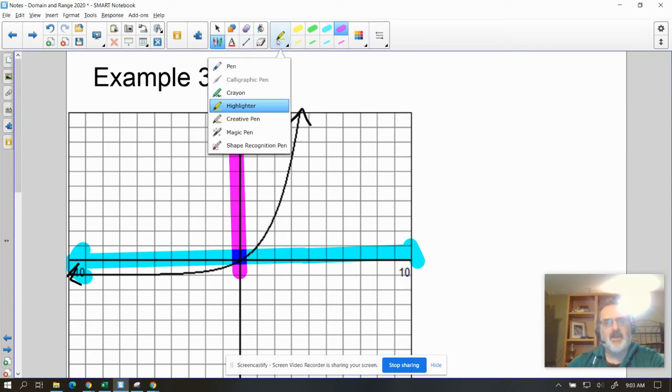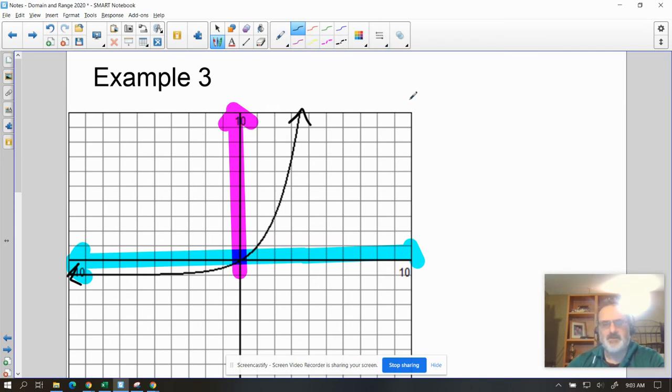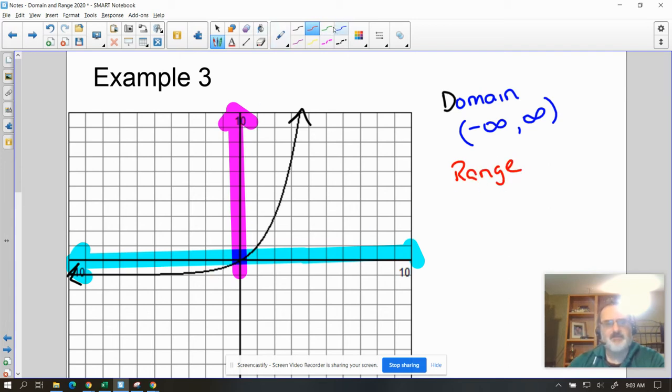So let's go ahead and do interval notation for domain. Domain is going to be negative infinity to infinity, indicating all real. Range. This is where you've got to be tricky because there is an asymptote at y equals -1. So that means it approaches -1, but it never really gets there.